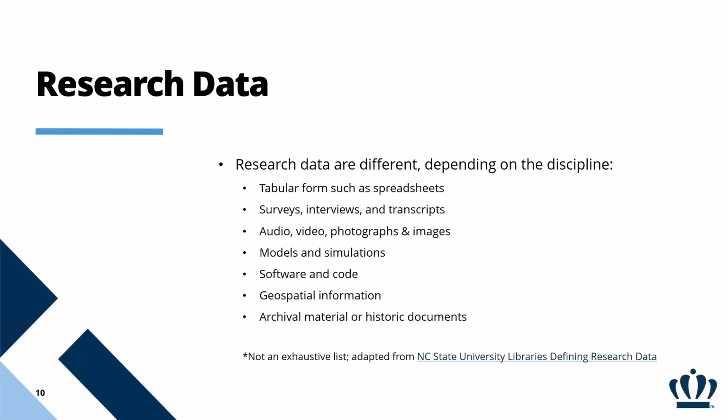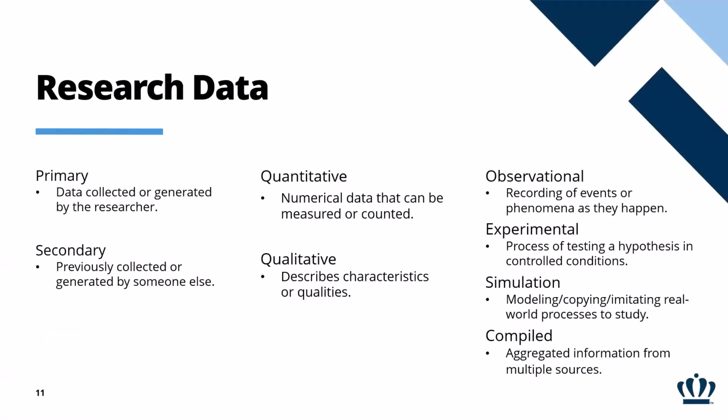Depending on your discipline, what is considered data will be different. So it all depends on the context of your research. Any of these might be considered data, including spreadsheets, surveys, audio, video, models and simulation, and even archival material and historic documents. Research data might be primary, so it's collected or generated by you as the researcher. You could use data that's already been collected previously or generated by someone else. You could have quantitative or qualitative data, or your methodology could include both of those. Data can be observational, experimental, simulated, and or compiled.